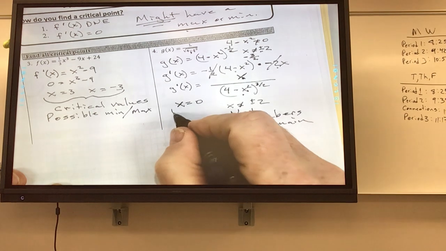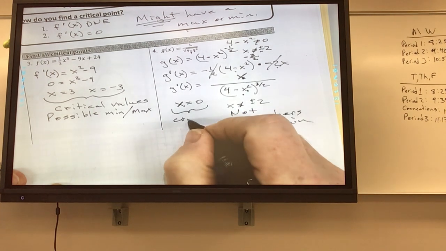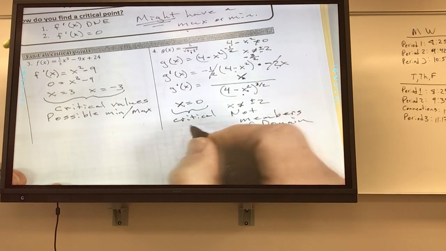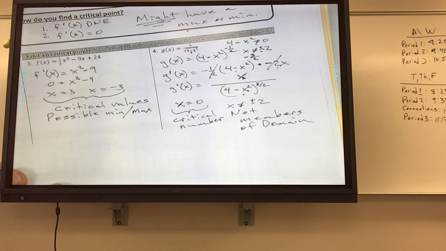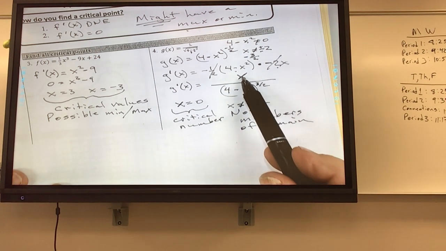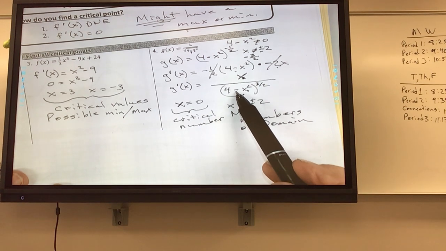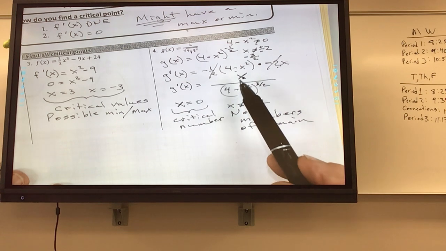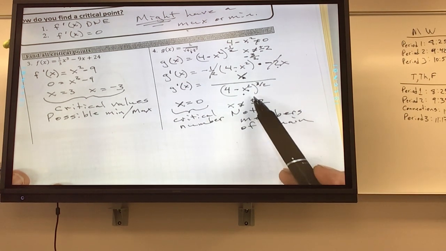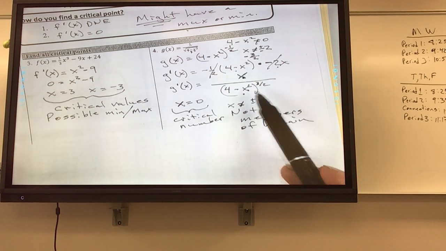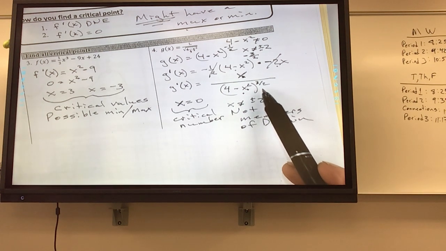This is a critical number. Why is it a critical number? Simply because it makes the derivative 0. I would have 0 over 4 to the 3/2 power. Everybody okay with that? And 0 over any number other than 0 is 0. 0 over 4 to the 3/2 power, which I think is 8, so is what? Still 0.